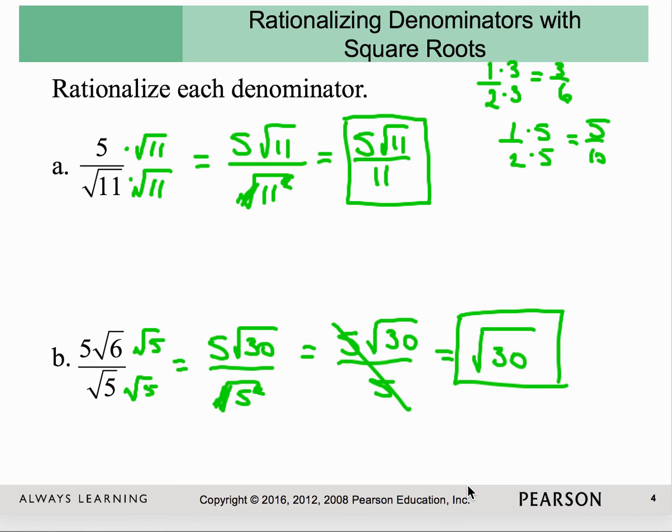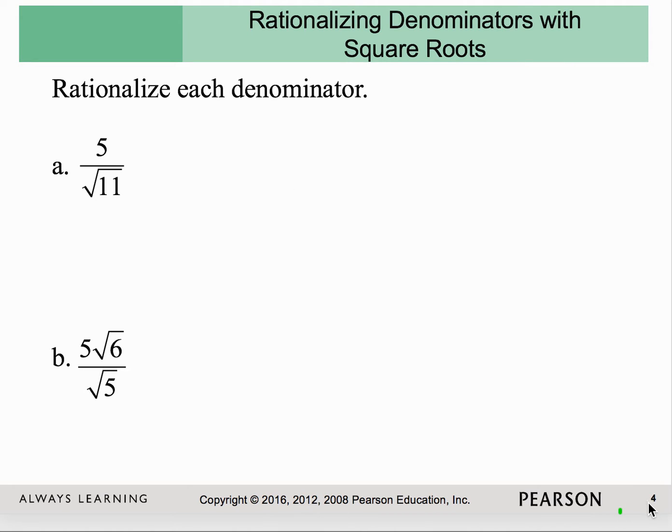Okay, rationalizing the denominator. We started out with fractions with radicals in the denominator and wound up with ones without. This has a 1 for a denominator, right? Without radicals in the denominator.